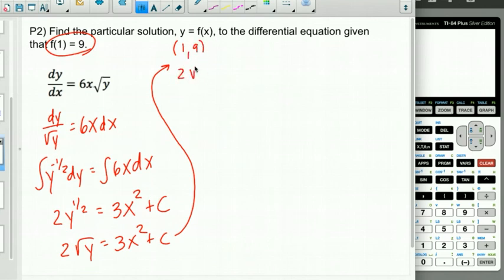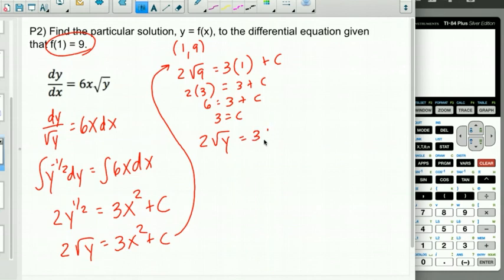So 2 times root 9 equals 3 times 1 plus c, right? So I'm going to get 2 times 3 equals 3 plus c. 6 is 3 plus c, so c is apparently a 3, right? So I now know that it's 2 root y equals 3x squared plus 3, and now I just need to solve for y, right? So this is my particular solution, but I just need to solve for y. And again, you could have done this in the other ones as well. I usually default to preferring to solve for y first, but it really doesn't matter. So I'm going to go ahead and solve for y.